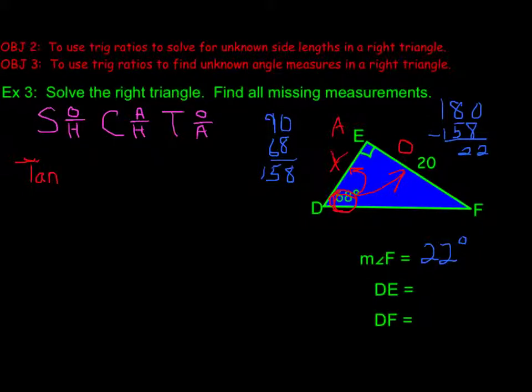And we're going to write the angle. In this case, it's 68. The last two examples, that was X. But in this case, it is actually 68. We have 20 over X, as we have O over A.